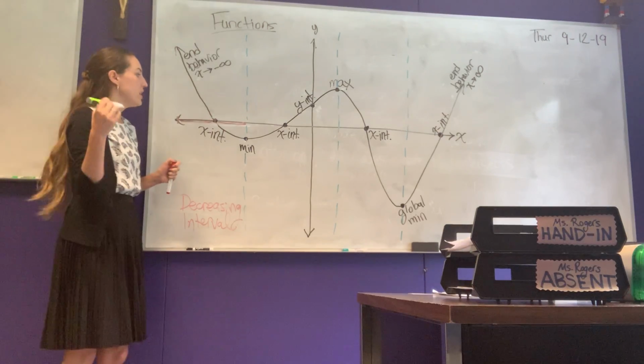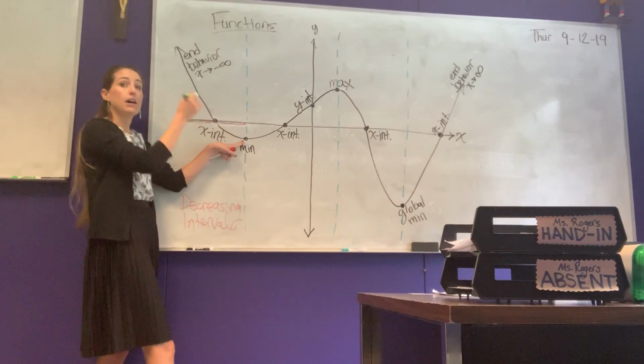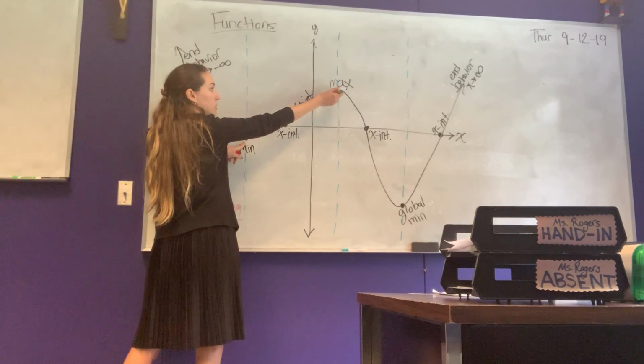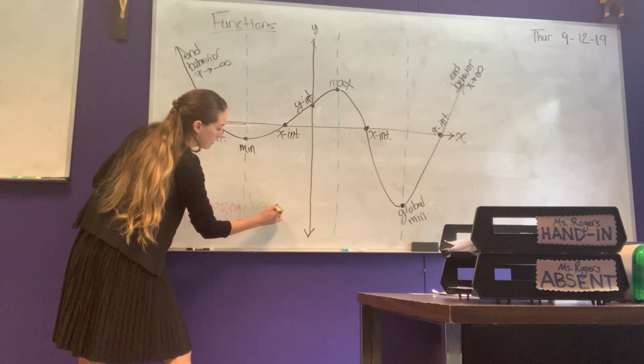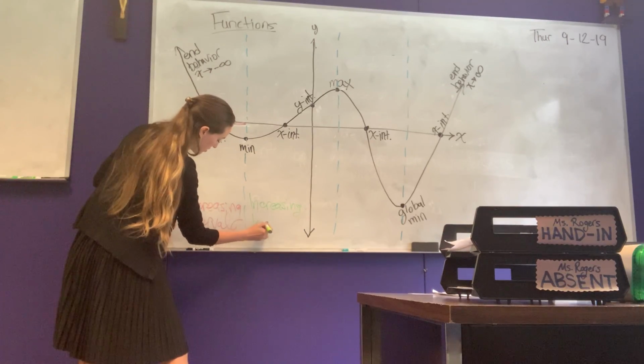Let's bring it back up here. We're almost done. Let's keep it going. If I'm following, continuing left to right from this region up to my minimum, up to my maximum, am I increasing or decreasing? You're increasing. Increasing. So this is an increasing interval. Label your notes.